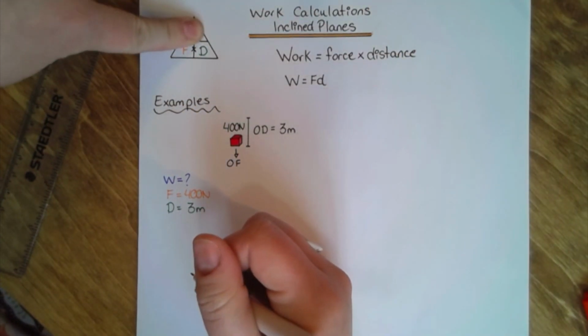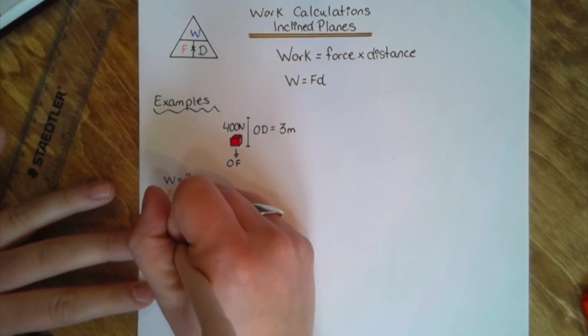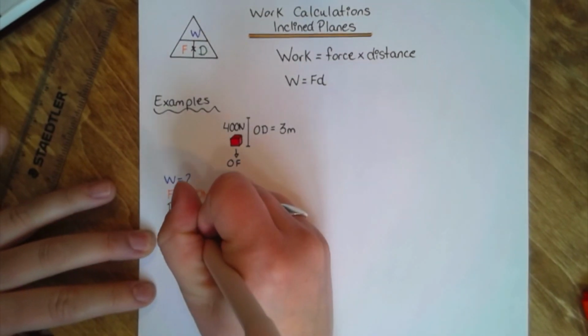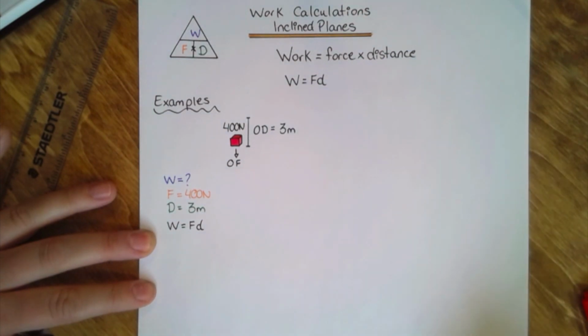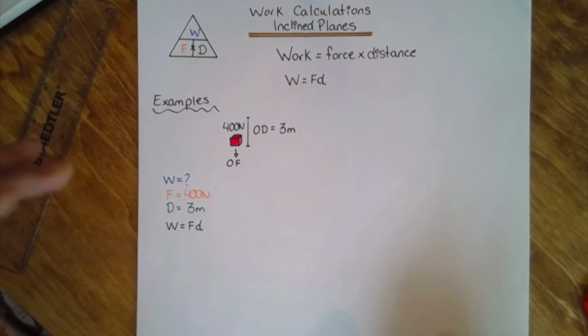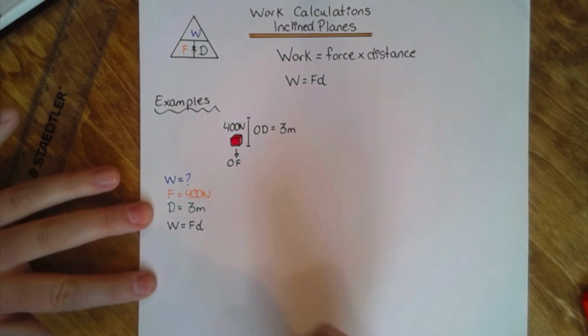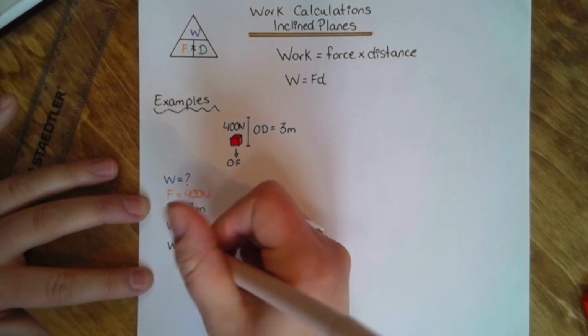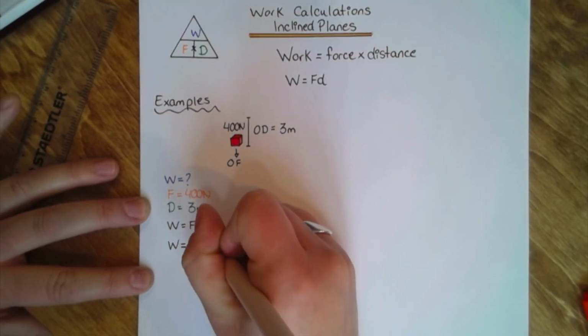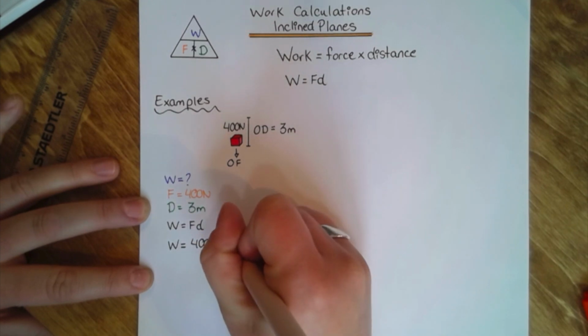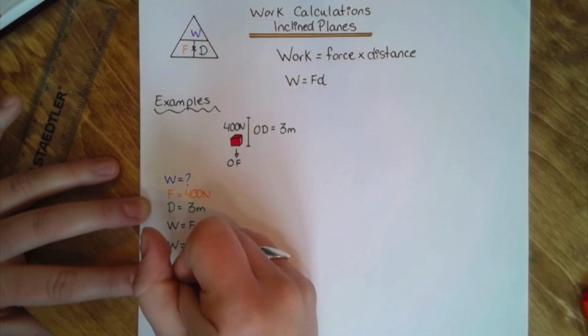So step 2 is formula. Work equals force times distance. Step 3, you put your information in. So work equals 400 newtons multiplied by distance of 3 meters.